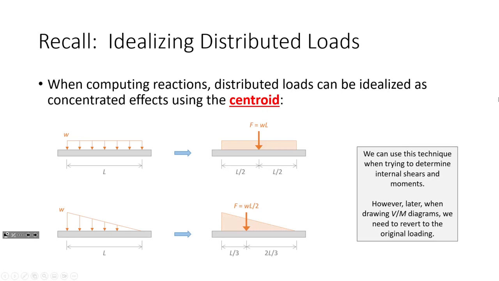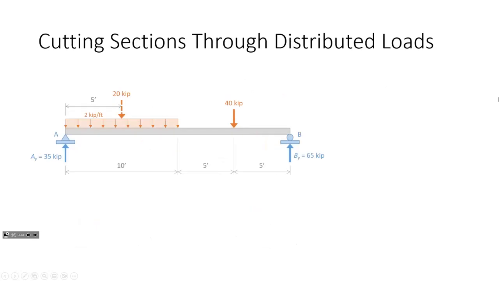Same thing with the triangular load. We take the triangular load, the magnitude of that load is equal to the area of that triangle, and then we put it a third of the way from the big end. Sound good? So watch this.